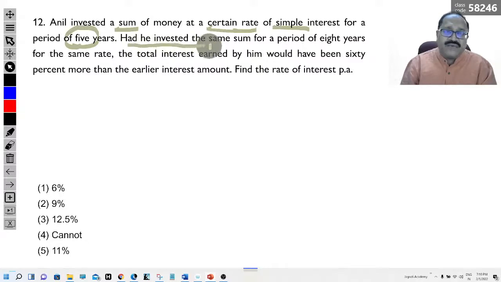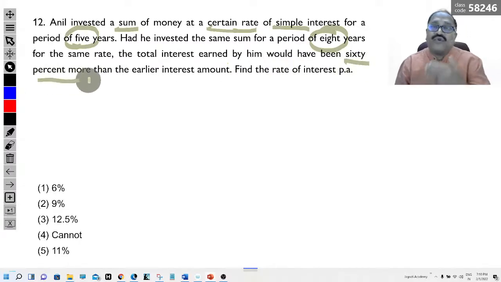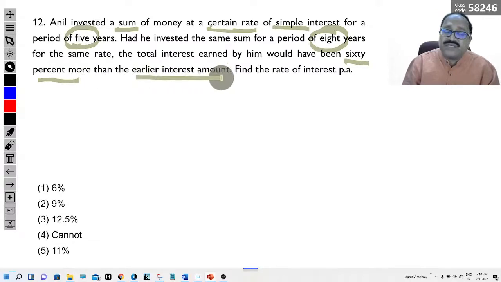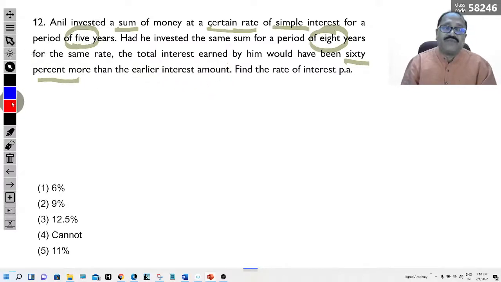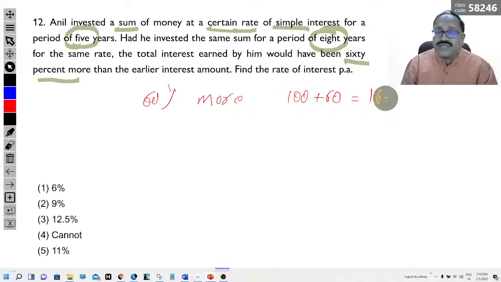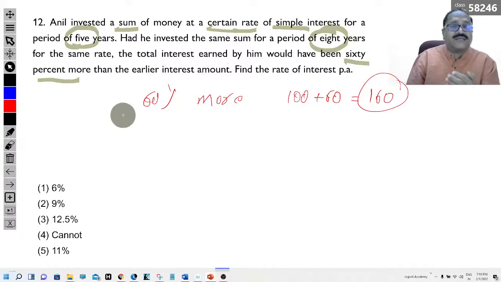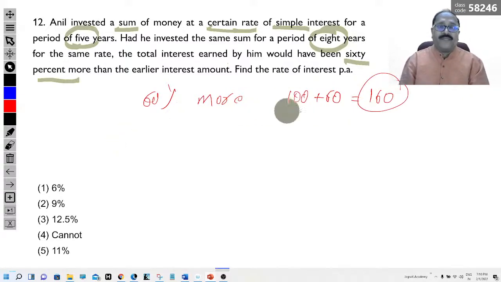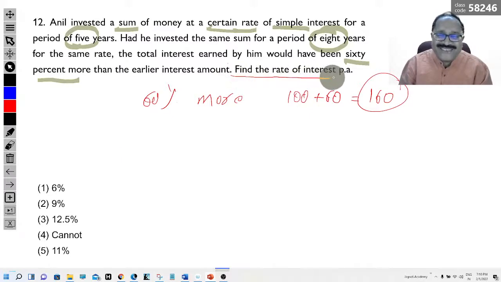Now, had he invested the same sum for a period of 8 years at the same rate, the total interest earned by him would have been 60% more than the earlier interest amount. What do you understand when it is said that 60% more? That means it should be 100 plus 60, that is 160% of the earlier interest. Now, find the rate of interest.